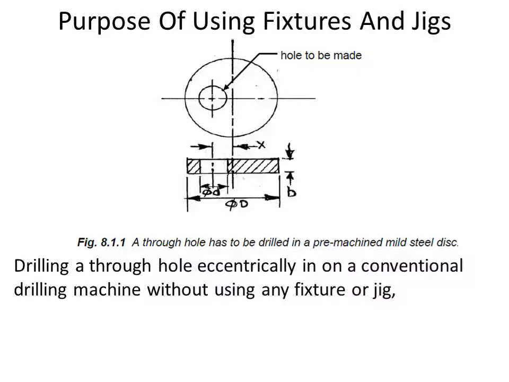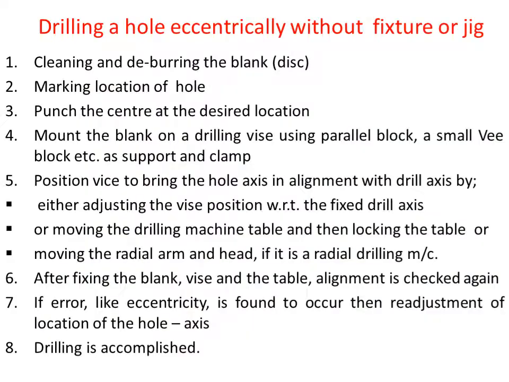As an example, suppose you want to drill a hole on a round disc as shown in this diagram. A hole is to be drilled at a distance x from the center of the disc, and the diameter of the hole is small d and the diameter of the disc is capital D. So without having any fixture, how do we make a hole on this disc? First, the procedure is explained in this slide.